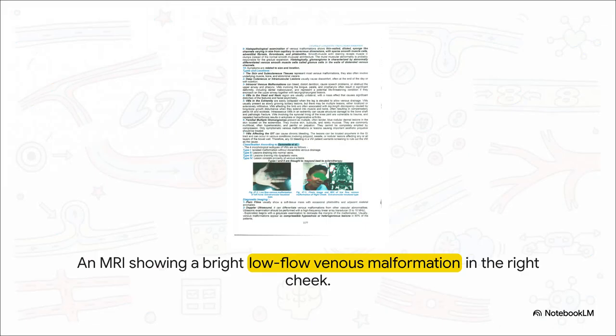And here is a perfect example of what I'm talking about. This is a T2 MRI of a patient's face. See that bright white blob in the right cheek? That's a low-flow venous malformation. You can see its borders so clearly. This is exactly the kind of map a surgeon or an interventional radiologist needs before they can do anything.